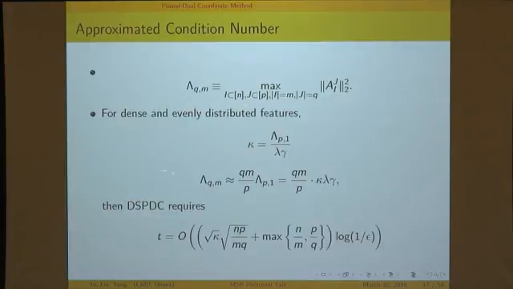Now we will connect this term to the previous condition number kappa. If the data is dense and evenly distributed and has evenly distributed features, then this term is approximated like this. And in that case, the DSPDC would require this number of iterations.